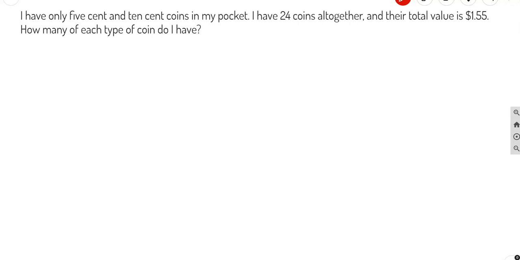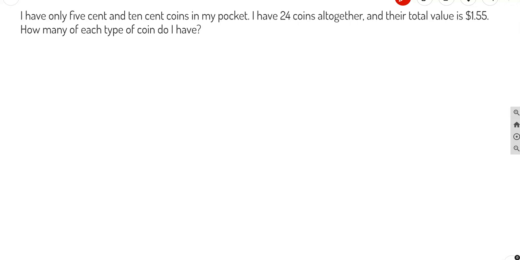If we read it really quick, it says, I have only 5-cent and 10-cent coins in my pocket. I have 24 coins altogether, and their total value is $1.55. How many of each type of coin do I have?